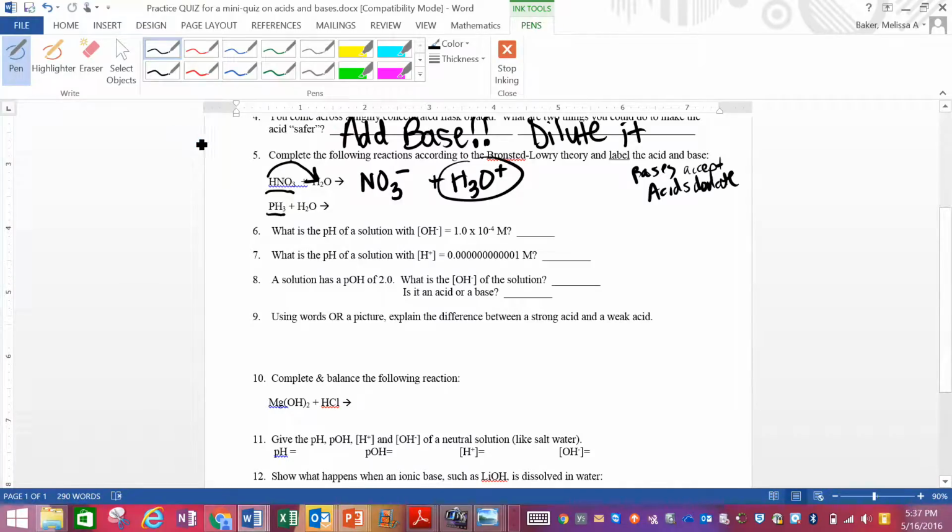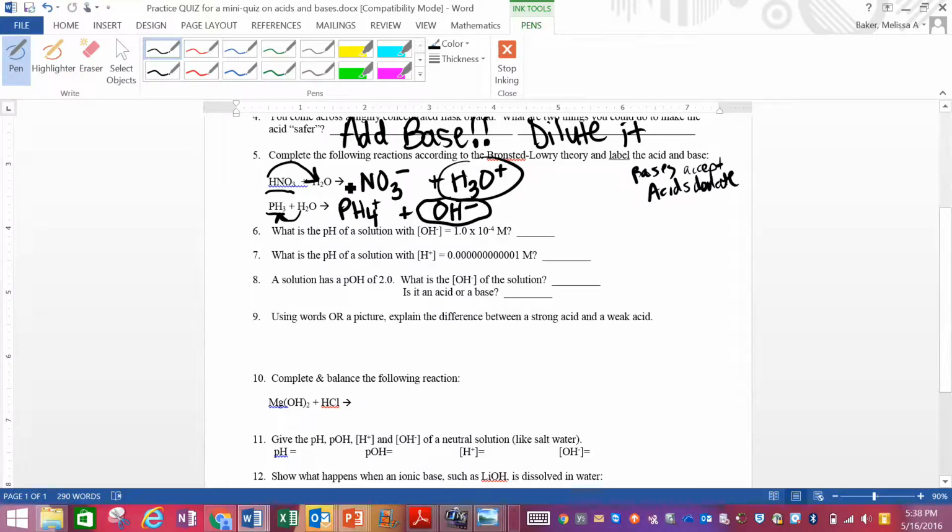Now PH3 ends with an H, so it's going to accept a hydrogen from a water molecule. So that will be PH4+, and now that an H was ripped from H2O, all that's left is a hydroxide, which should scream to you basic solution.